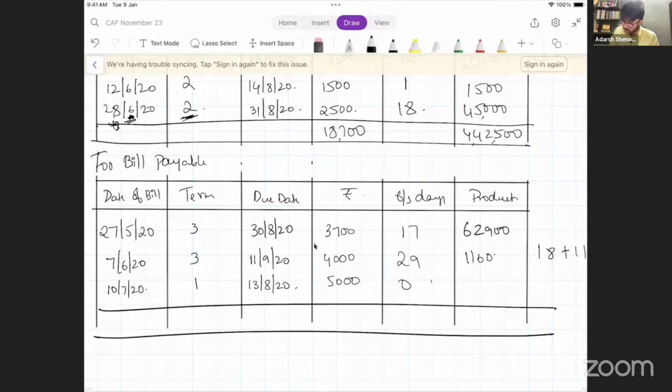One lakh 16,000. 0 GT. 178,900. This is 12,700.